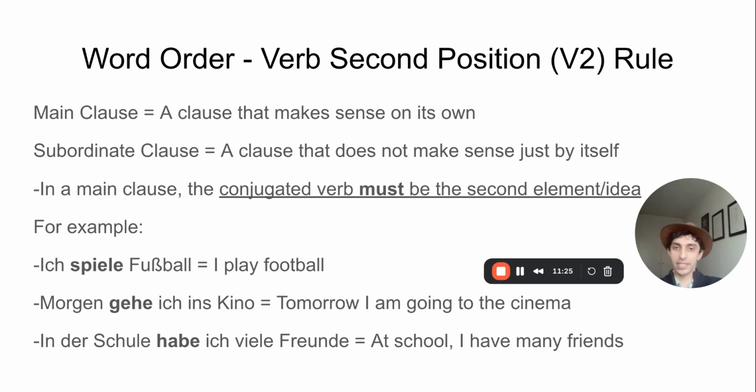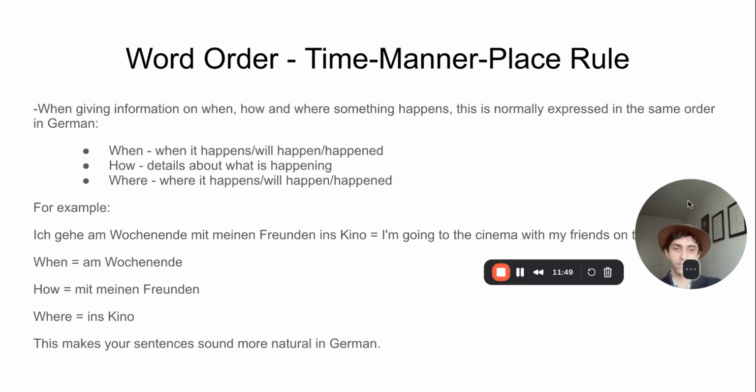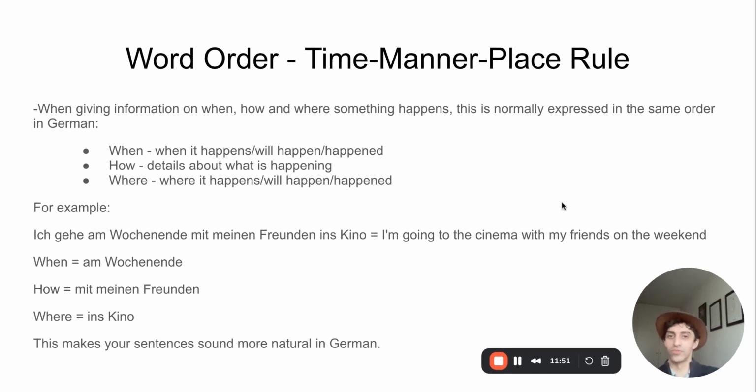It might well take practice to identify what counts as a joint element or idea. But in "in der Schule," clearly those three words are going together in that sentence. They're not expressing completely different ideas or meanings at all. Okay, that verb second rule is very important and really common in German too.